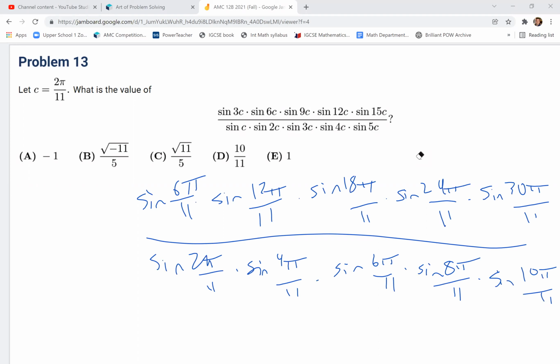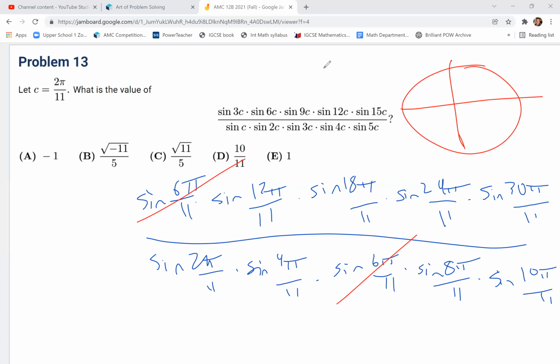Now, first thing you can notice is that there's two sine 6 pi over 11, so they can cancel out, right? We can cancel them because they're the same. Now, if we think about this using your knowledge of the unit circle, what's sine 12 pi over 11? Well, 11 pi over 11 would just be pi. So sine 12 pi over 11 is basically like pi plus pi over 11.